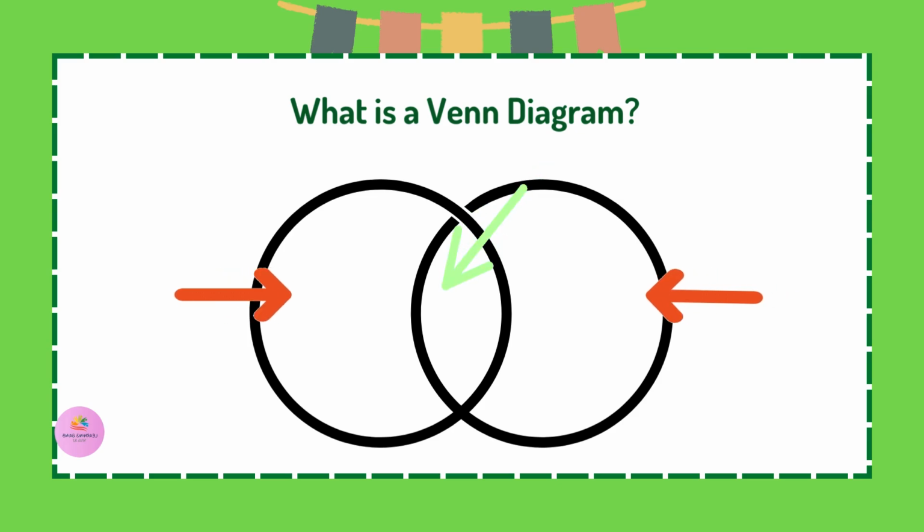You can see there are two red color arrows. These red color arrows are pointing out the space to write differences, whereas the green arrow is indicating where to write similarities.